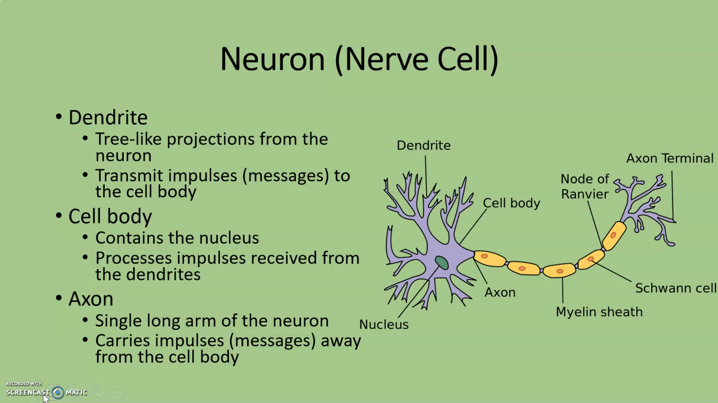These dendrites are going to receive impulses or messages from another neuron, and they're going to carry that information to the cell body. It's there in the cell body that the impulse becomes processed. And from that cell body, that impulse is then going to travel along a long projection of the cell body, which is called the axon. The axon is then going to carry that impulse or message, again, away from the cell body to where it's going to be transmitted to another neuron.